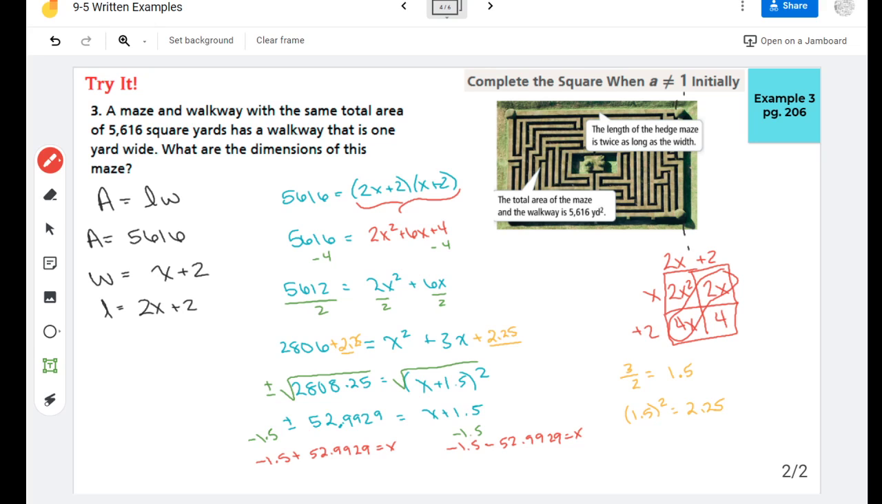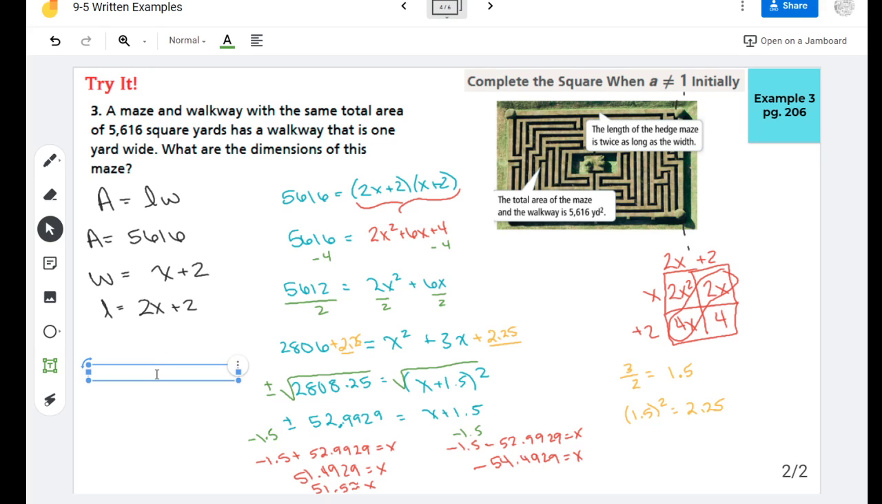Alright, so on that first one, I get 51.4929 for my x value. And on this second one, I get negative 54.4929. So if we think about the context of our problem, we can't use the negative one. So I'm going to round this to the nearest tenth, just because that's what Savvas does, and then we're going to answer our question.